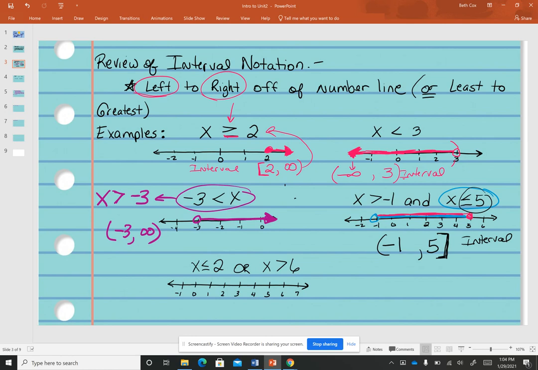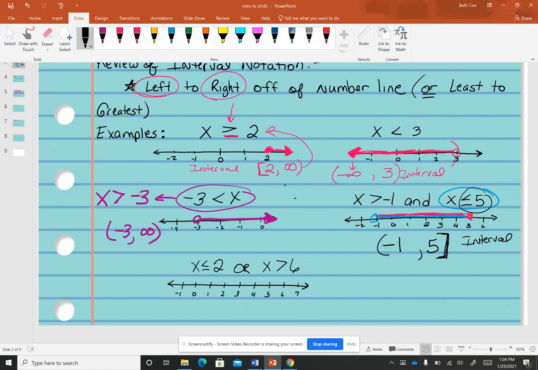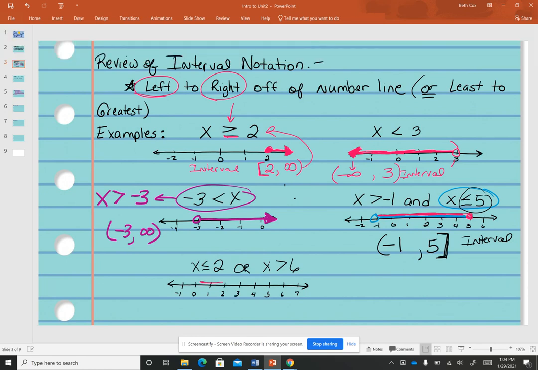Okay, so now an or situation, this one's a little different. We're going to do x is less than or equal to 2 right here. And it says equal, so I'm going to color the 2. You could put a bracket on here, or you could put the little dot. Or x is greater than 6. So I've got this one right here, and it doesn't say equal to 6. I'll put a hole there.